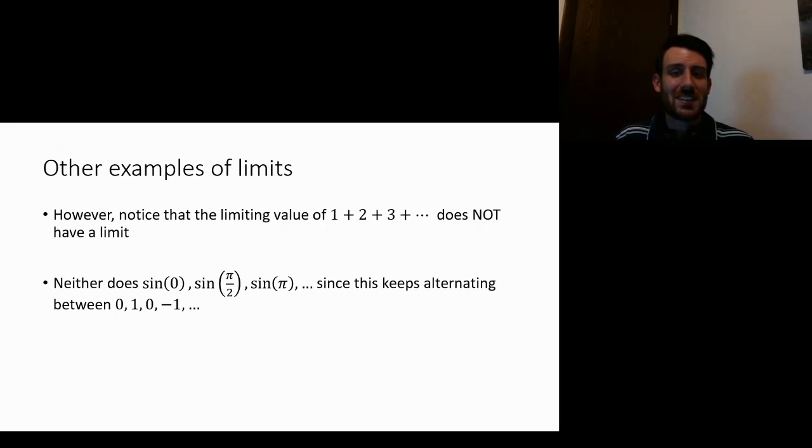Also notice that there isn't a limiting value for an expression like this sequence or pattern of sine 0 and then sine pi over 2 and then sine pi, because if we look at this pattern, what we have is an alternation that's going from 0 to 1 to 0 to -1 and around that unit circle, around and around and around. There is not one value that is closest to the result of this expression, so we're not going to say that this has a limiting value.